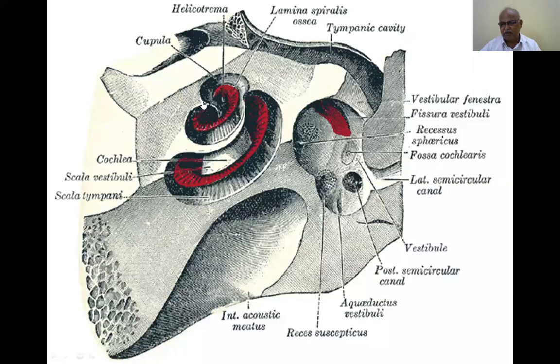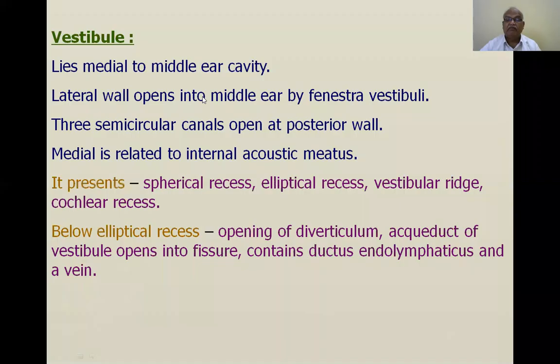Perilymph is present between the bony labyrinth and the membranous labyrinth. In between the outer bony labyrinth and the inner membranous labyrinth is the perilymph. Within the cavity of the membranous labyrinth is the endolymph.